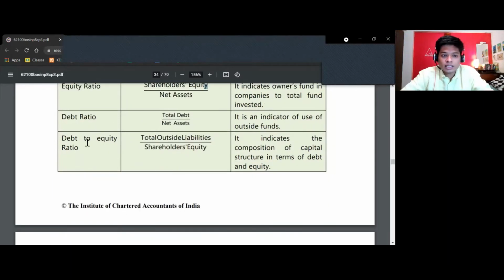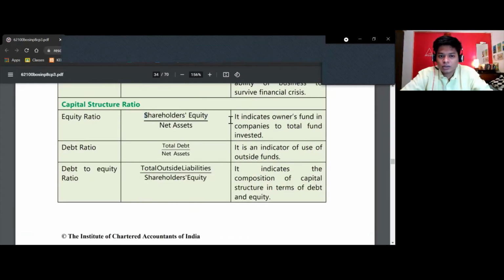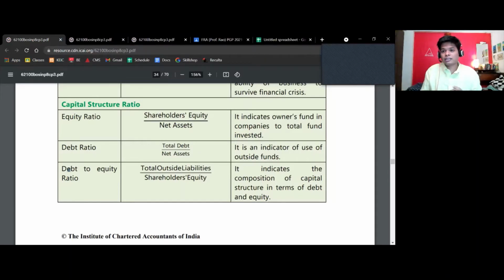Debt to equity ratio, again shareholders equity is in the bottom. So debt to equity means the total debt divided by equity. It indicates the composition of how much percentage is debt and equity. If your debt is more than equity, that means you have very high leverage, and if your debt is less than equity, that means you have low leverage.